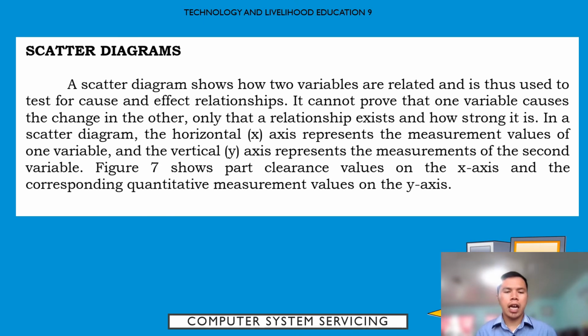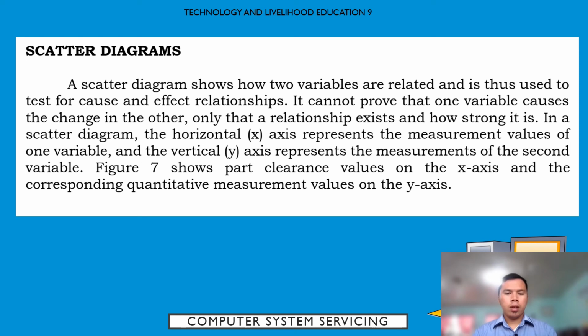The next is the scatter diagram. A scatter diagram shows how two variables are related and is thus used to test for a cause and effect relationship. It cannot prove that one variable causes the change in the other, only that a relationship exists and how strong it is. In a scatter diagram, the horizontal axis, the x-axis, represents the measurement value of one variable, and the vertical axis, the y-axis, represents the measurement of the second variable, which can be shown on the next slide.